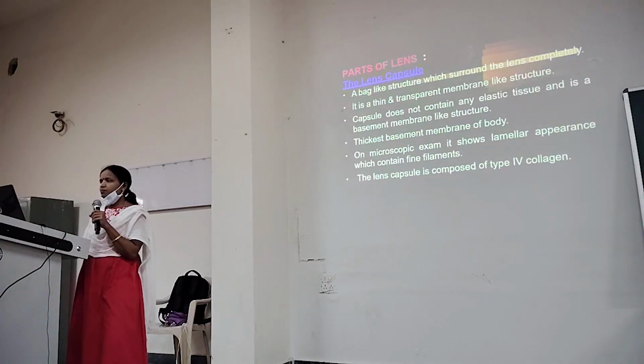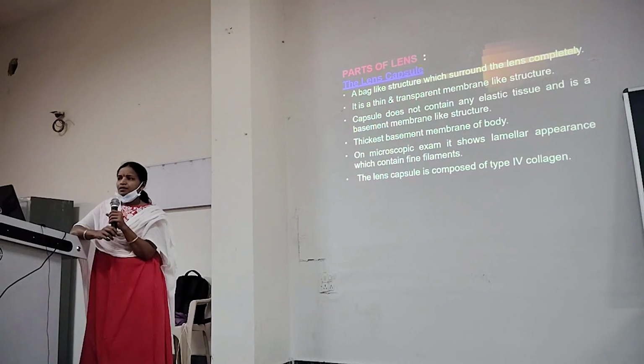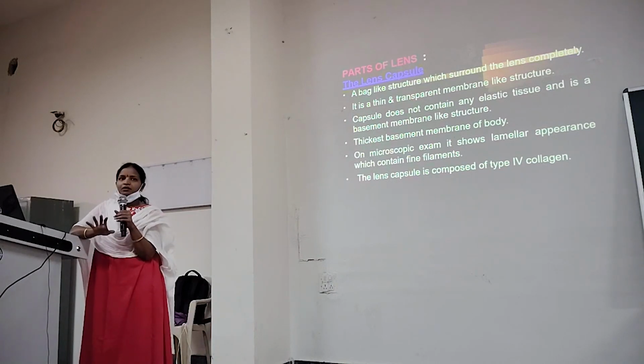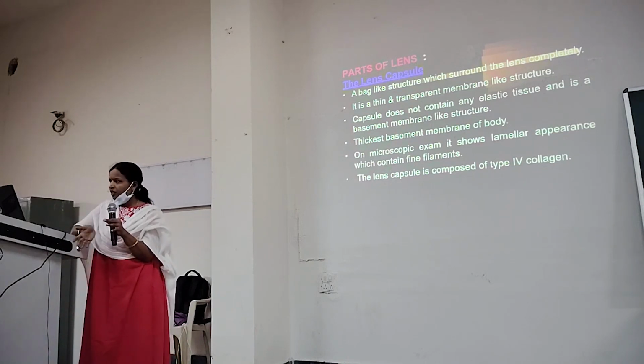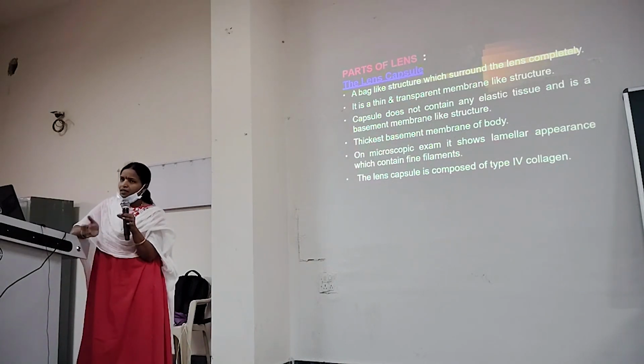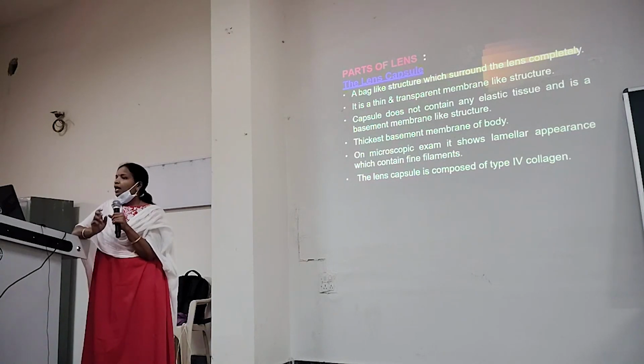As I told you, the lens parts are lens capsule, lens epithelium, lens cortex and the lens nucleus, okay? What is this capsule? Anything covering some structure. All the structures in our body have a protecting layer, right? Similarly, lens also has a protecting layer that is known as lens capsule. It is a thick membrane. It is also known as a basement membrane, and it is also transparent, okay? Even the capsule should be transparent for the light rays to fall on the retina.